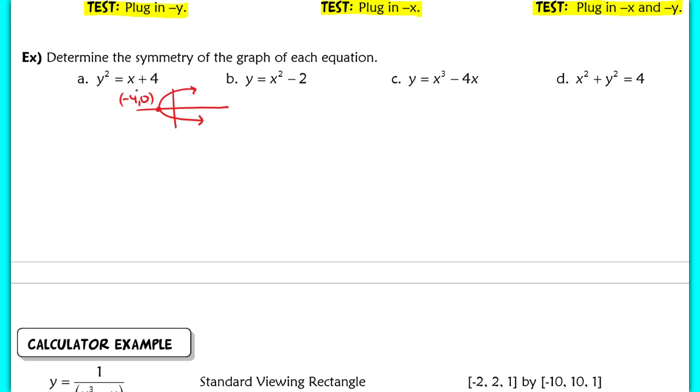Now some of you might not remember how to graph this, and that's okay. You don't actually have to know how this is graphed. You can test algebraically to decide the type of symmetry. Now from here, it looks as if this is symmetric with respect to the x-axis.